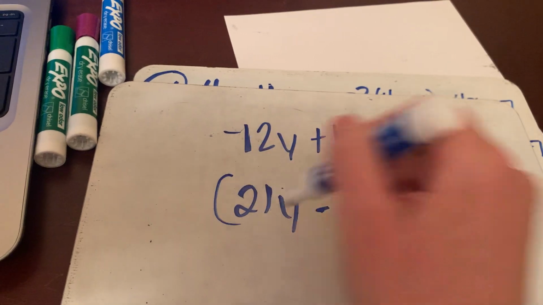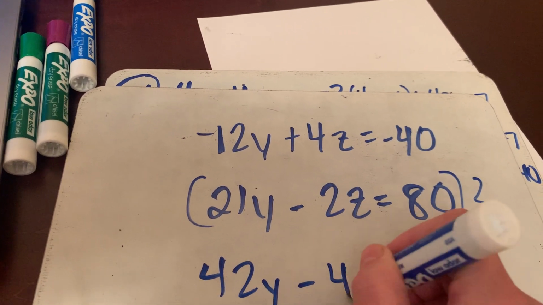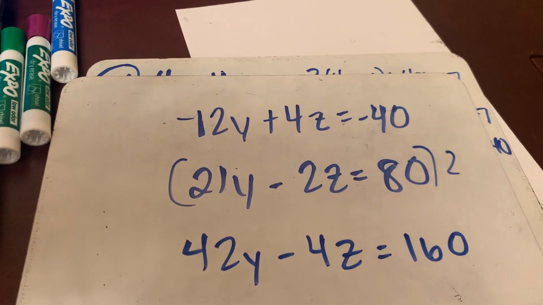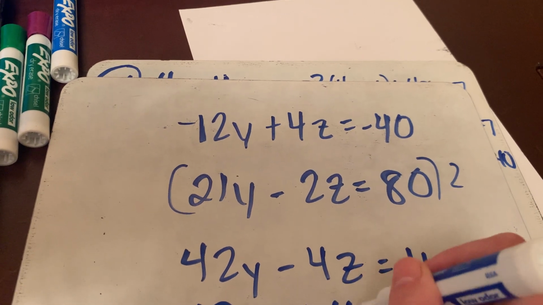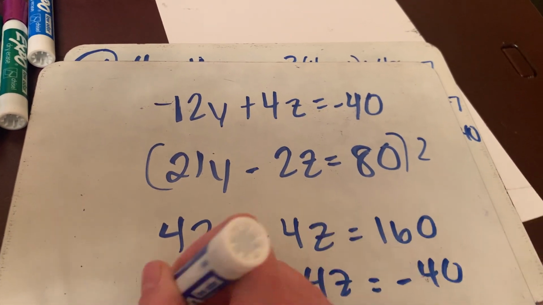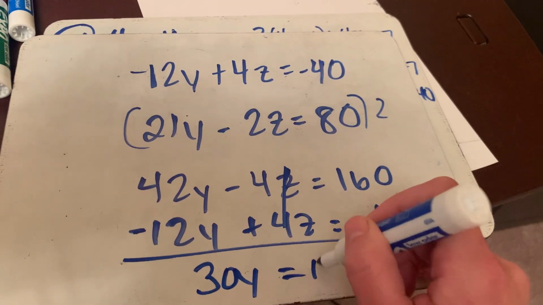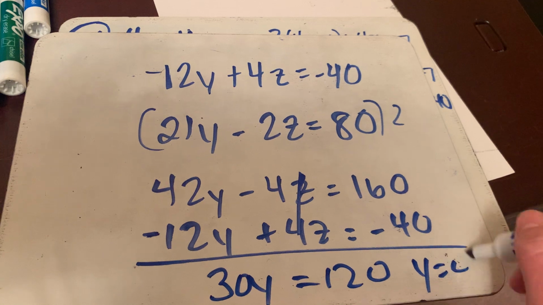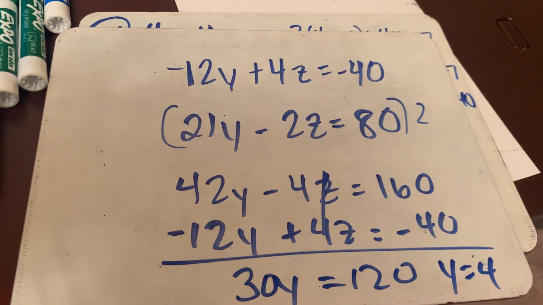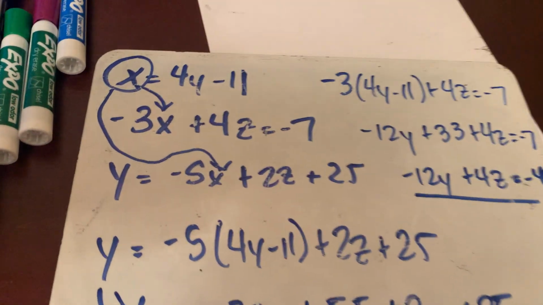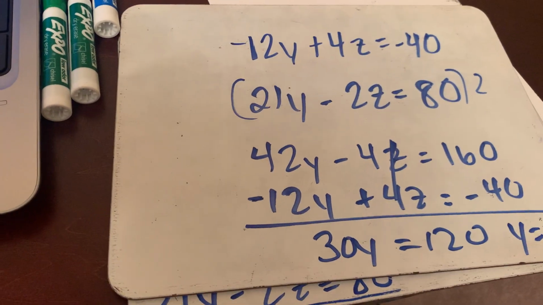If I multiply the bottom one by 2, we're going to have 42y minus 4z equals 160. And then the top is going to be negative 12y plus 4z equals negative 40. So we're going to get 30y equals 120 and y equals 4. Then we just substitute 4 back into either equation to find z, and then once we get z, we put it back into one of these equations to get x. And that's how you use substitution.